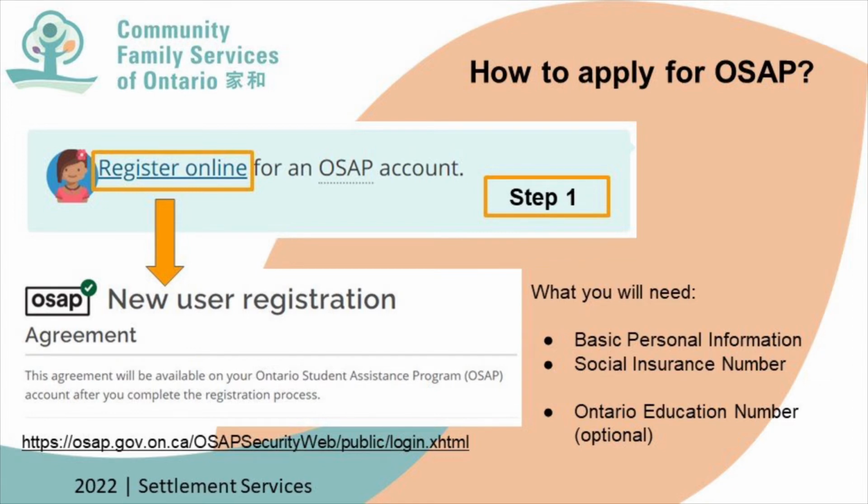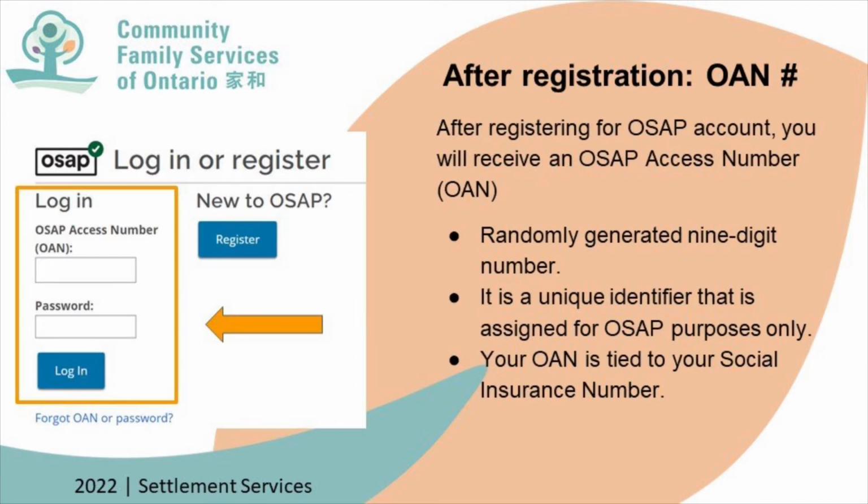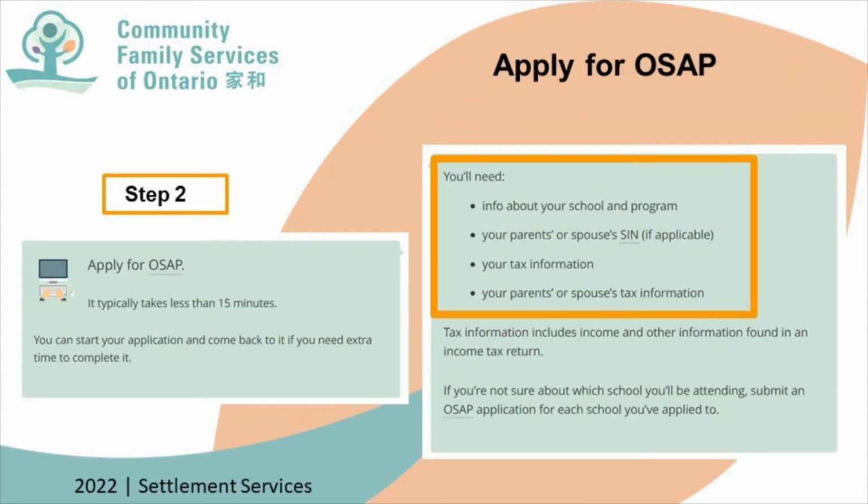But that's not required. After I register, it will ask me, for example, where I am going to study, and it will randomly generate an OAN number for you. That's your individual number for OSAP, and it will use that to tie you to your application based on your SIN number. After we do that, say I selected a program, maybe college or university, then basically I would apply for those individual schools for OSAP.